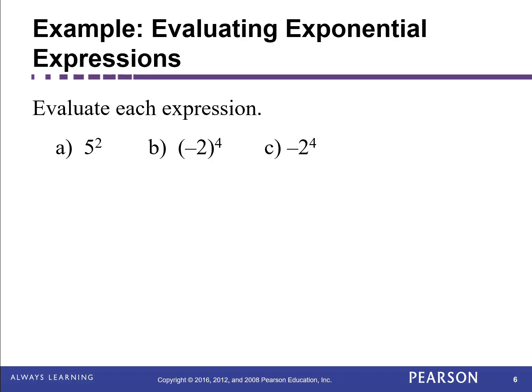Alright, so let's evaluate each of these expressions. A says 5 squared. Well, 5 squared is the same thing as 5 times 5. Okay, multiplying two 5's here. 5 times 5 is 25.